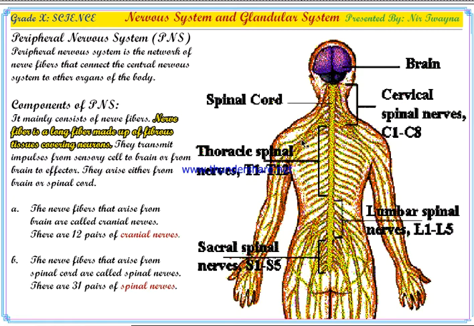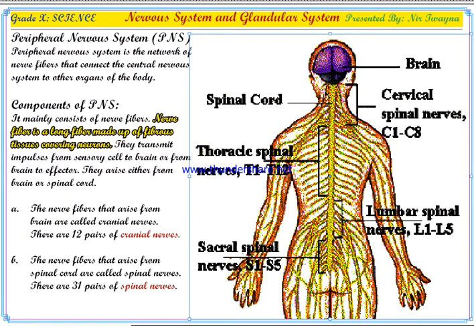A single nerve fiber contains thousands of neurons. Thousands of neurons bundle up to form a nerve fiber. A single nerve fiber is not a single neuron, it contains thousands of neurons.